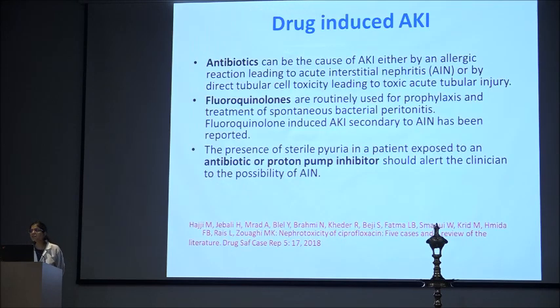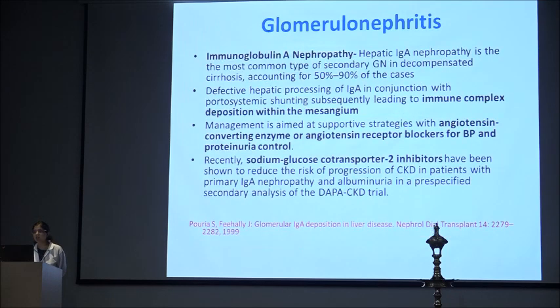Drug-induced AKI, as we've already discussed: fluoroquinolones, antibiotics, and presence of sterile pyuria. In such a patient, the clinician should keep in mind the possibility of AIN and should stop these drugs. Then glomerulonephritis: secondary IgA nephropathy is the most common in patients with decompensated cirrhosis. Management is ACE inhibitors, ARBs and proteinuria control. Recently, SGLT2 inhibitors have also been given to retard the progression of CKD in such patients, and there are trials like DAPA-CKD and EMPA-KIDNEY.